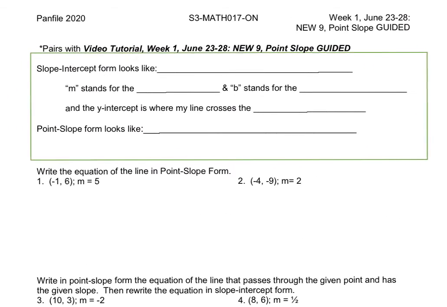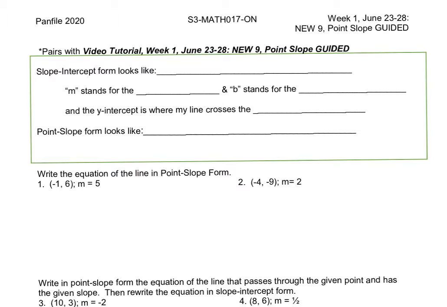So some of these notes are probably a little bit overdue, but it'll be a good review. Once again, slope-intercept form looks like y equals mx plus b. M stands for the slope. B stands for the y-intercept. And again, it's where you begin. And the y-intercept is where my line crosses the y-axis.